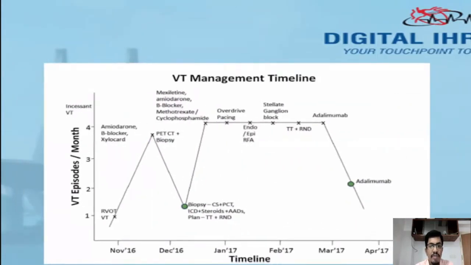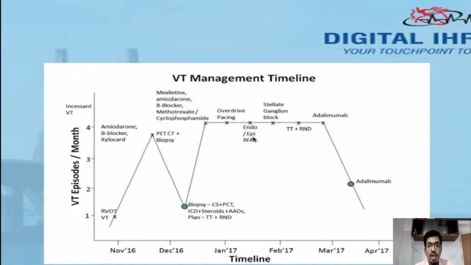And this patient had a very stormy course. Started off with a query RVOT VT, was managed medically with the standard antiarrhythmic medications of amiodarone, beta blocker, and xylocard. We caught him at the stage of MRI and PET. We thought it was sarcoid, did a biopsy, because the VT was just not able to be controlled. ICD was put in, the drugs were increased, mexiletine was added, disease-modifying therapy, methotrexate, cyclophosphamide was added, overdrive pacing was done, patient did not respond.